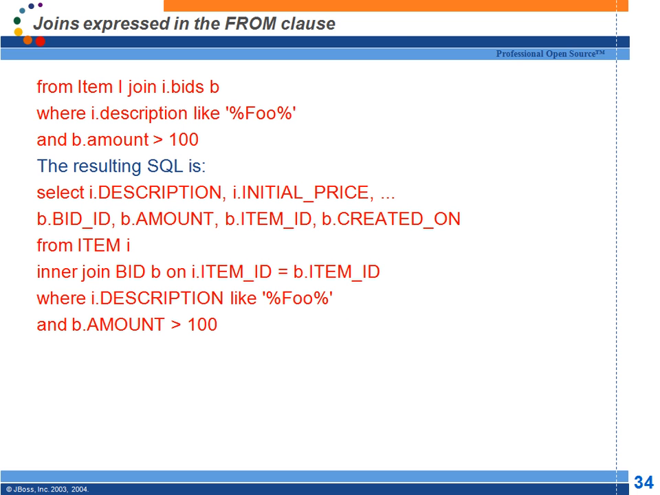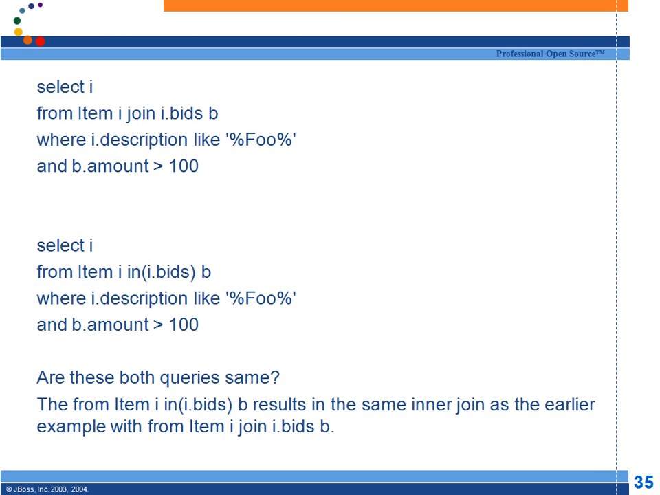Join expressed in from clause. Just like what I have said, item I join I dot bids. This is the one which we already saw. See here, this is the join which we expressed in from clause, right? Same thing what I showed. And this is another way: select I from item I in I dot bids. Both are exactly same. You can use in also.